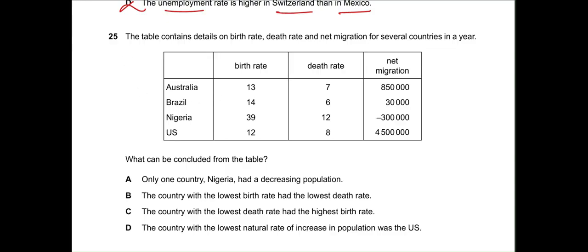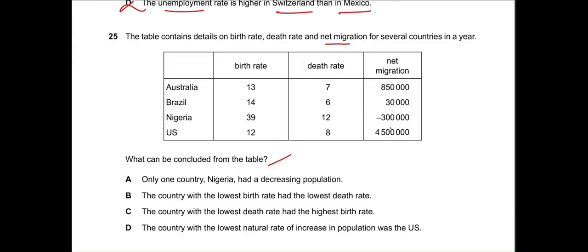So question number 25, that is, the table contains details on birth rate, death rate and net migration for several countries in a year. Australia, Brazil, Nigeria, US, birth rate, death rate, net migration given. What can be concluded from the table? Alright, so over here they have given details. Negative 3 lakh means people have left the country, and 8 lakh 50 people are coming in. So remember this. Let's see the options. Only one country, Nigeria, has decreasing population.